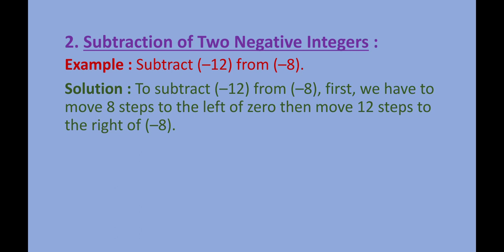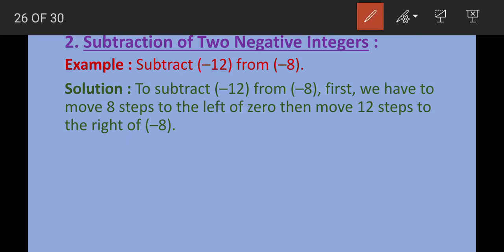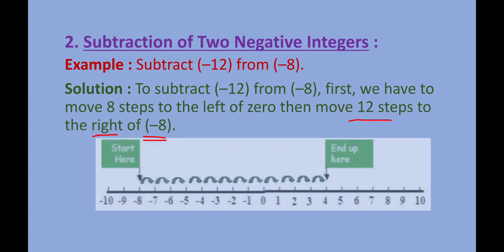And you have to do the opposite of addition, that is in the second number. As it is minus 12, but we are subtracting, so we have to move towards right side, from the first number. So we have to move 12 steps to the right side from minus 8. Clear? Here's the diagram.